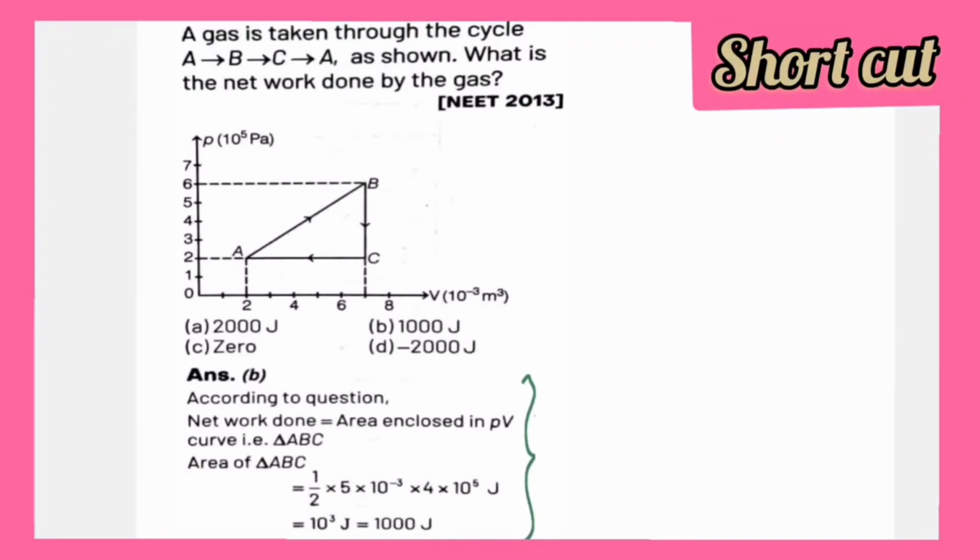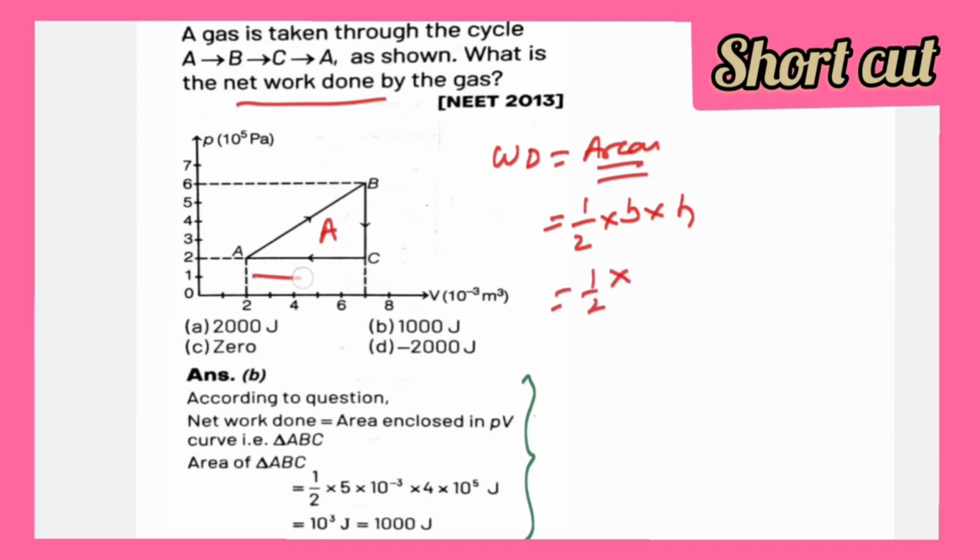Yes, very easily. You have to find out the area of this graph. Because he's asking us to find out the work done, and work done is nothing but area. That's it. Area of the graph. You just do half into base into height. So what is half? Base means directly from here to here it is 5 units, and height is how much?